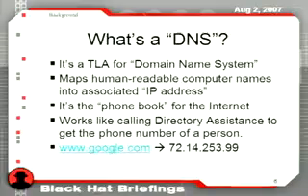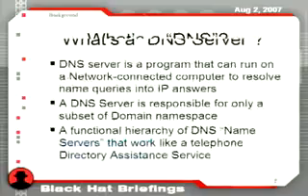So first thing is, what's a DNS? Well, it's a TLA for domain name system. And TLA, if you don't know, is a three-letter acronym, so it's sort of redundant. More or less, DNS is used to map a human-readable computer name, like google.com, into an associated IP address, some IP number. It's more or less the phone book for the internet, and it works kind of like calling directory assistance to get the phone number of some person. I can type Google into my system, and directory assistance, the DNS, will give me back 72.14.253.99, which I think is their address.